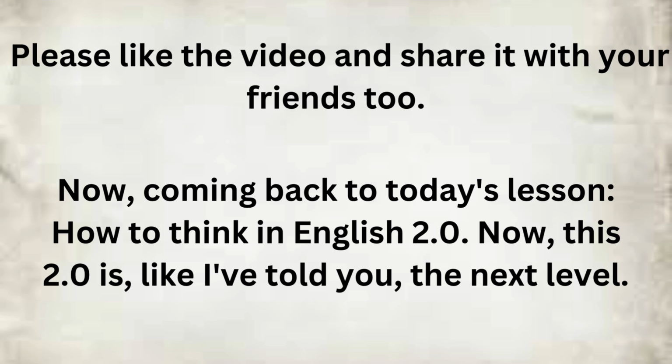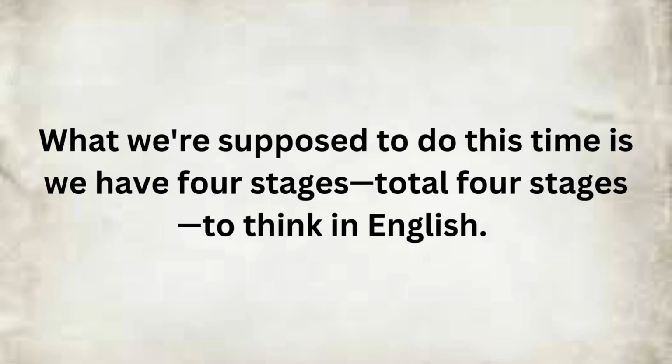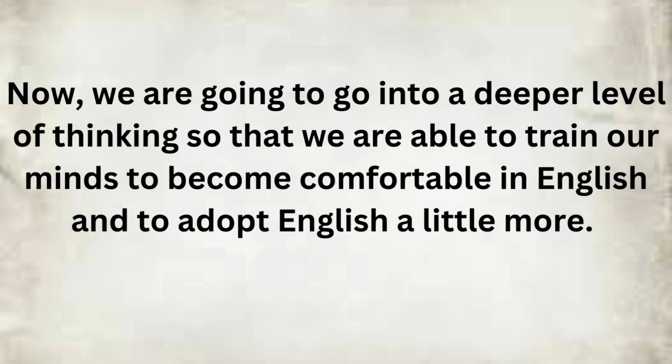Now, coming back to today's lesson, how to think in English 2.0. Now, this 2.0 is, like I've told you, the next level. What we're supposed to do this time is we have 4 stages, total 4 stages, to think in English. Now, we are going to go into a deeper level of thinking so that we are able to train our minds to become comfortable in English and to adopt English a little more.